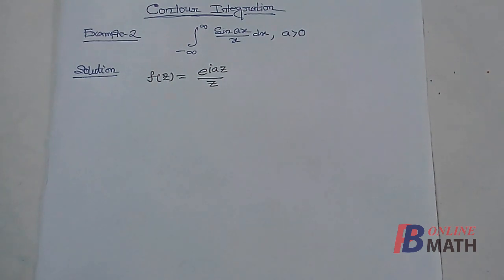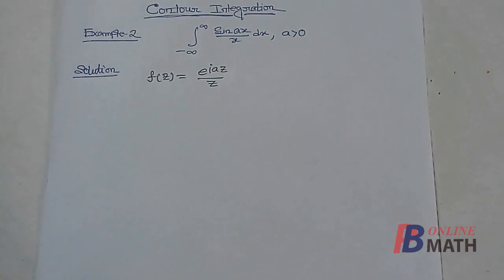Next, we have to select the suitable contour. As I have said in part 1, there is no specific method to select the contour, but there will be some clue in the question from where we can select the suitable contour. Here we find that the limits of the real integration are minus infinity and plus infinity. That means the real axis of the complex plane can be a part of the contour.